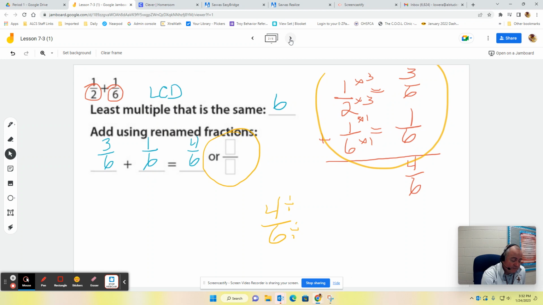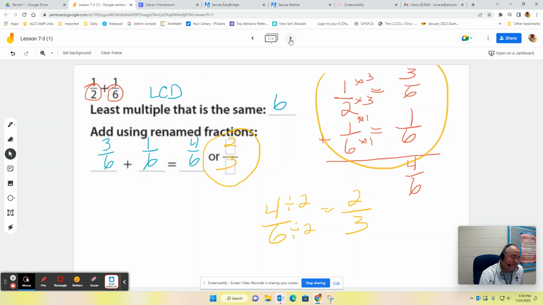Well, 4 and 6 are both divisible by 2. 4 divided by 2 is 2. 6 divided by 2 is 3. And I would get 2/3. So that's how we simplified.